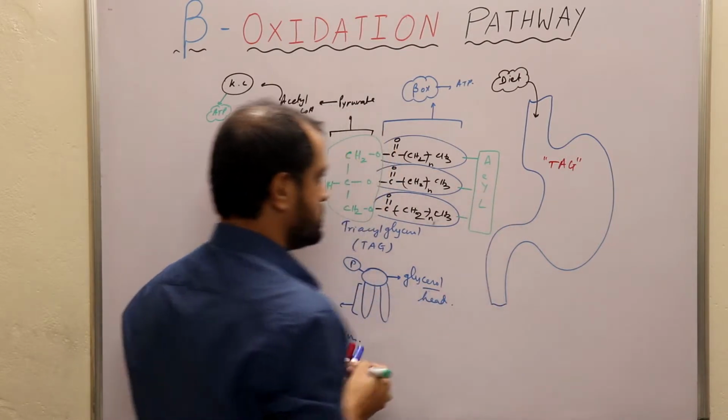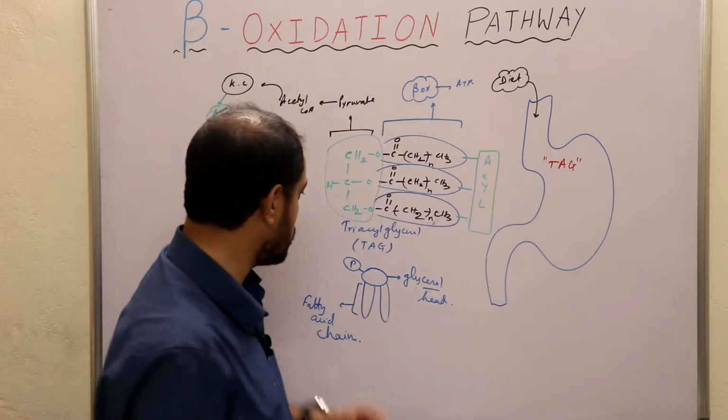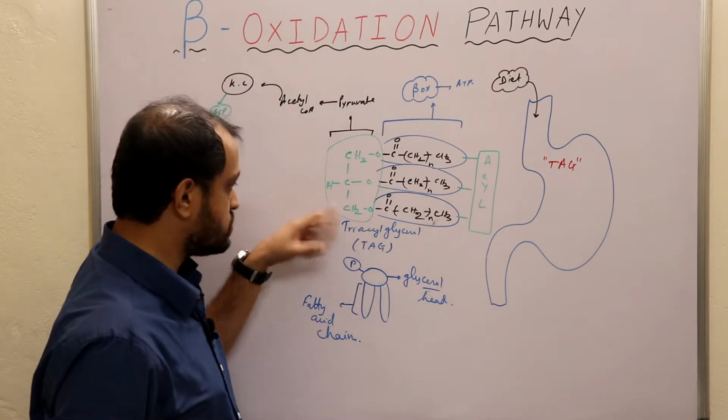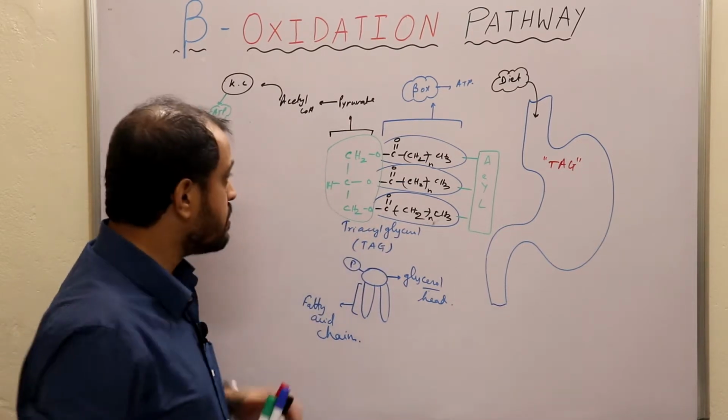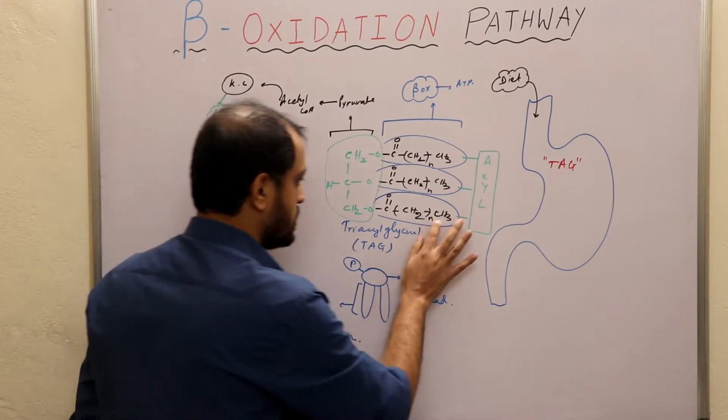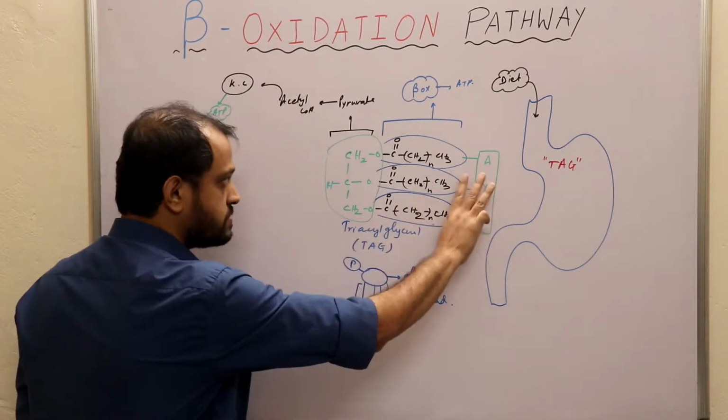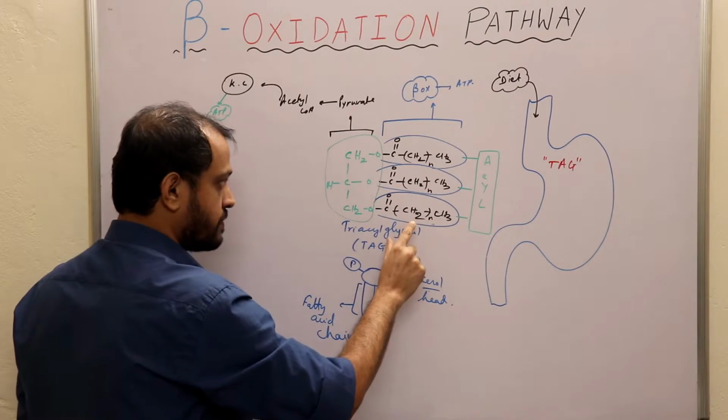These are the acyl parts. Now, there are 3 acyl parts, therefore it is known by the name of triacyl, and there is one glycerol, that's why triacylglycerol. The important part is this: you need to understand that there are 3 acyl groups and there is one glycerol molecule, right?